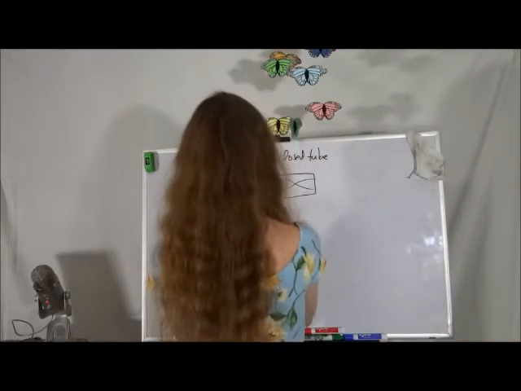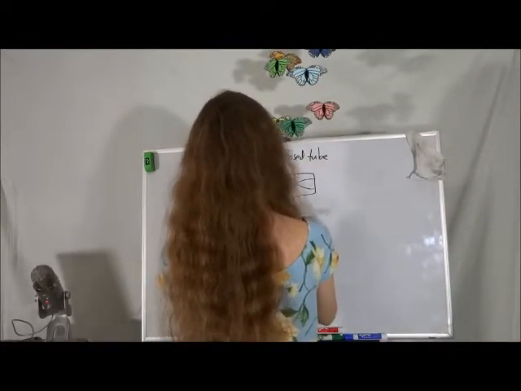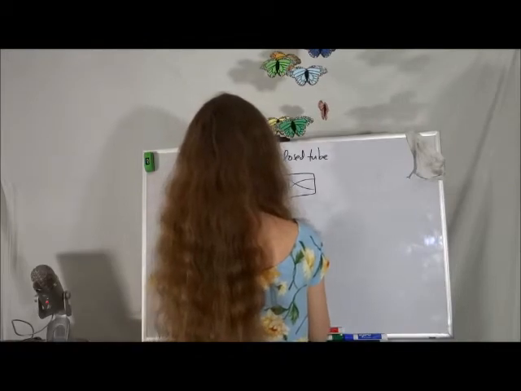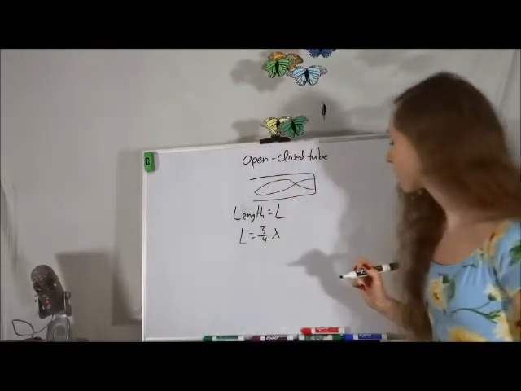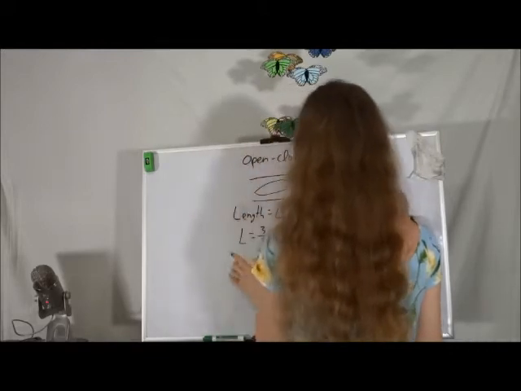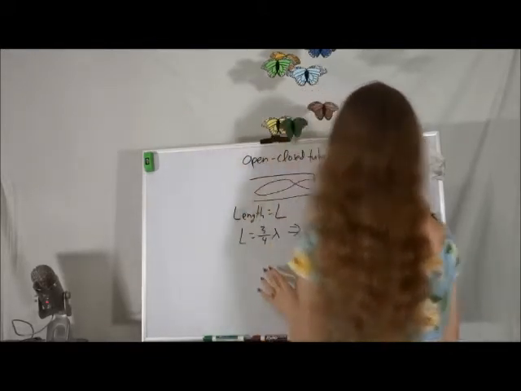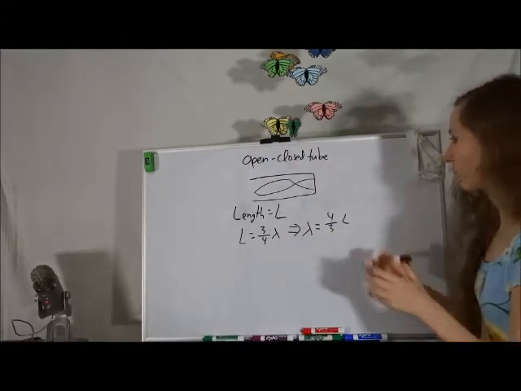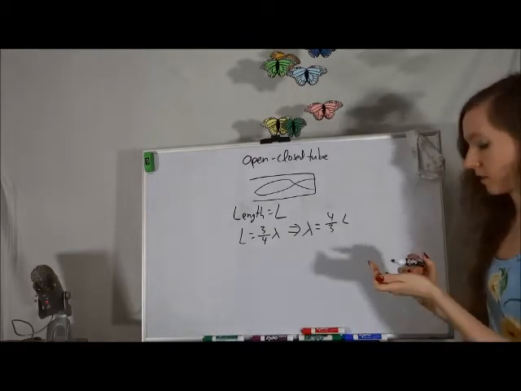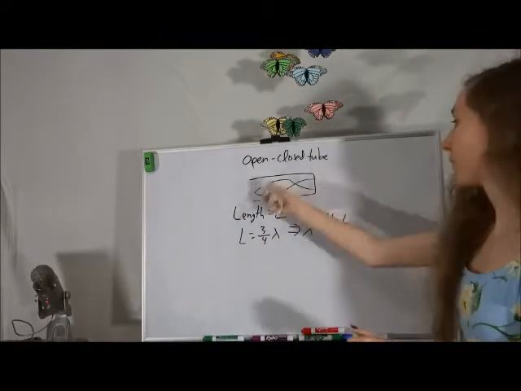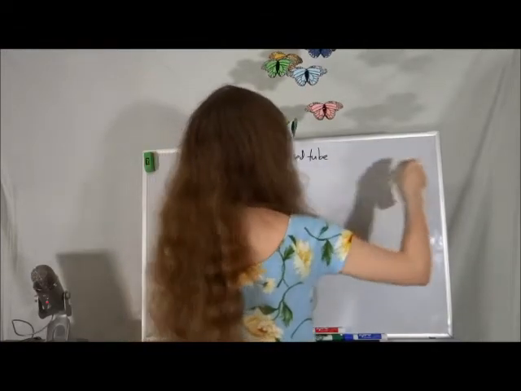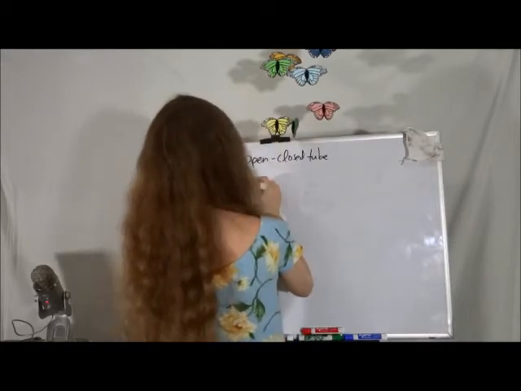So if our length is L, then we're going to have L is equal to 3/4 of our wavelength. So if we solve for wavelength, this tells us that lambda is equal to 4/3 L, so it's a third of its original value when we had just the quarter of a wavelength situation. Now, what about the next situation? So we can throw in another half wavelength. And so we have something like this.